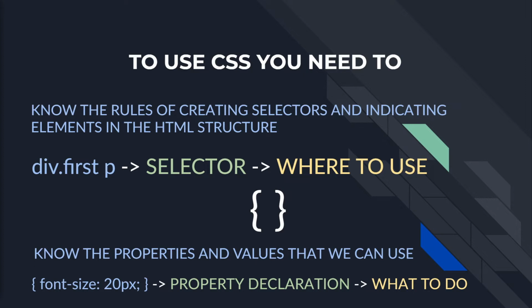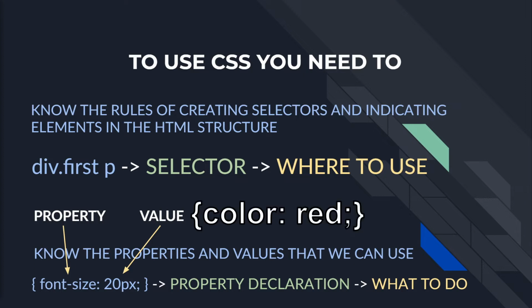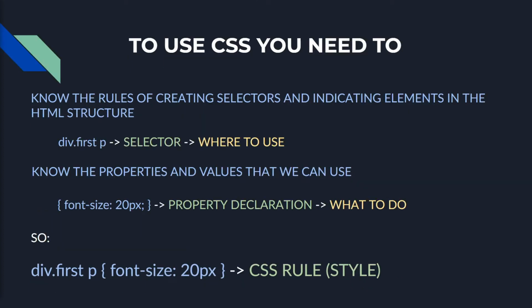Our property is font size and its value is 20 pixels. So the property indicates what we want to change, and the value specifies the effect of our changes. In another case, for example, we could use color for a property and the word red for its value. So the whole thing, our selector with the properties and values in the curly brackets, is the CSS rule. And that is basically our CSS style.